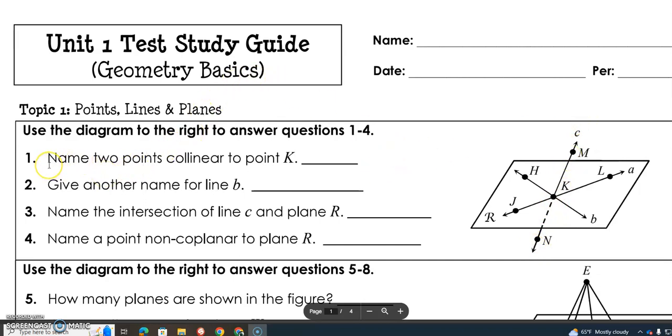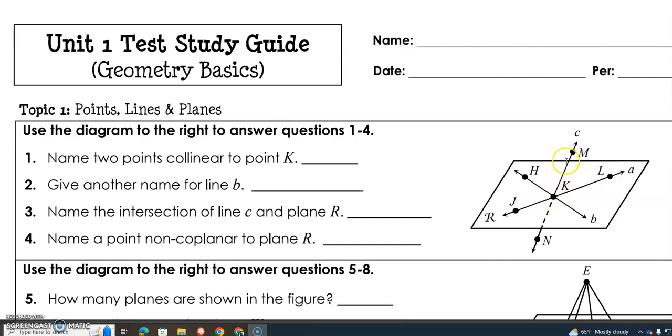Okay, so when we're looking at question 1, it says to name 2 points that are collinear to point K. So we're going to go to point K and we're looking for any 2 points that are on the same line. Since we don't have a second point on this line B that we could name, we're not going to use anything from that line. We do have 2 other points from this line A that we could use, and they are J and L, so you could say J and L.